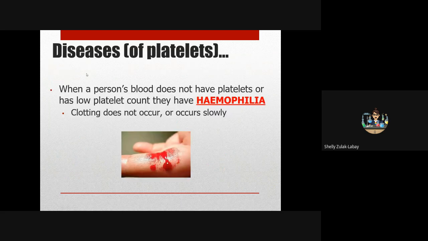So the single disease affecting platelets we wanted you to be aware of is hemophilia. This is when a person's blood does not have enough platelets or has a low platelet count. And as a result, they may not have any blood clotting occur if they have an injury, which means they're going to continue to bleed and have to get to the hospital immediately to have this stopped, or the process of blood clotting may occur very, very slowly.